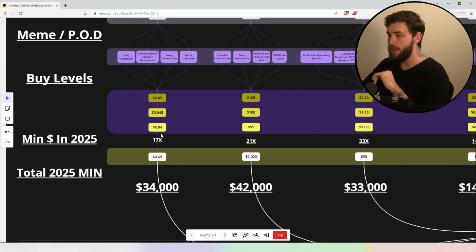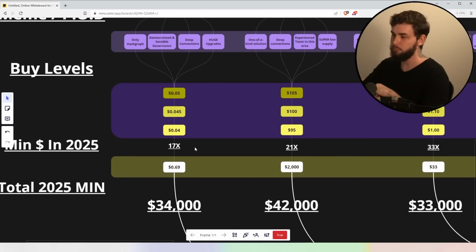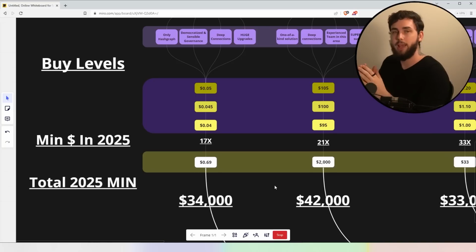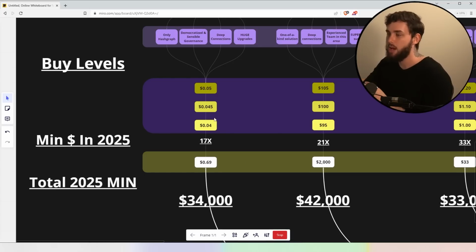And so I have taken the best or somewhat reasonable price, which in this case is 4 cents for HBAR. And I've said, okay, well, the minimum is 69 cents. And so what's the difference here? Well, it's a 17X. So again, when I'm saying this, I'm saying the minimum, the minimum from a price I deem reasonable.